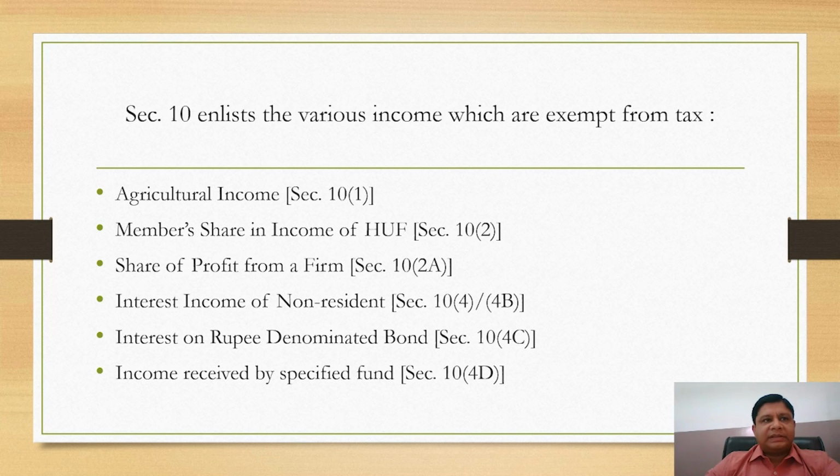Second, member's share in income of HUF, defined under section 10 subsection 2. Any sum received by an individual as a member of a Hindu undivided family, where such sum has been received out of the income of the family, or out of the income of an estate belonging to the family. Such income is fully exempted from tax.